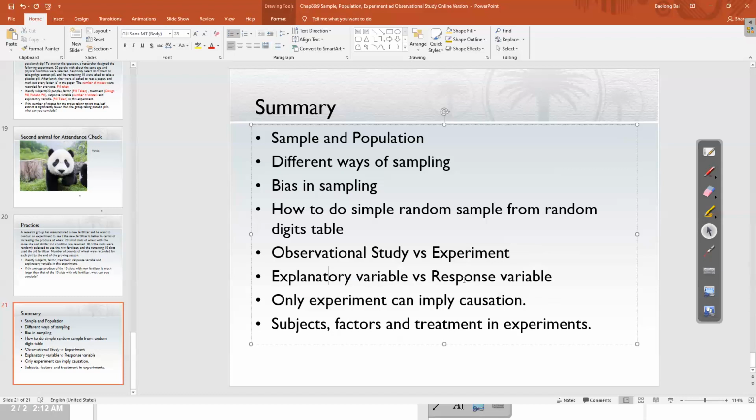And the explanatory variable versus the response variable, you should be able to identify that. And then subjects, factors, and treatments in experiments, you should be able to identify those as well. All right, so this concludes chapters 8 and 9. Thank you. And we're going to stop here.